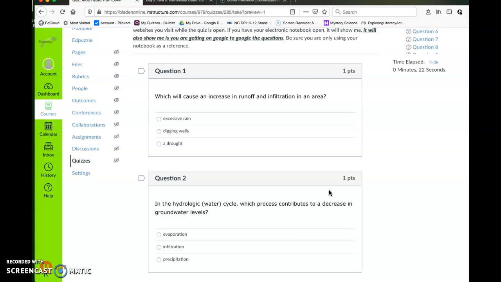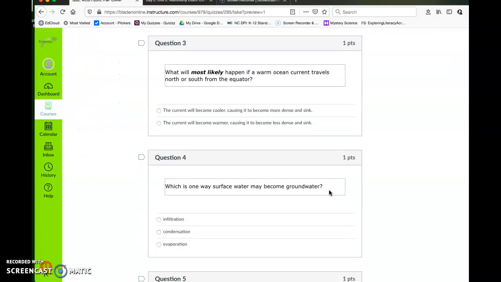Question number 1, which will cause an increase in runoff and infiltration in an area? Excessive rain, digging wells, or a drought? Question number 2. In the hydrological or water cycle, which process contributes to a decrease in groundwater levels? Evaporation, infiltration, precipitation.